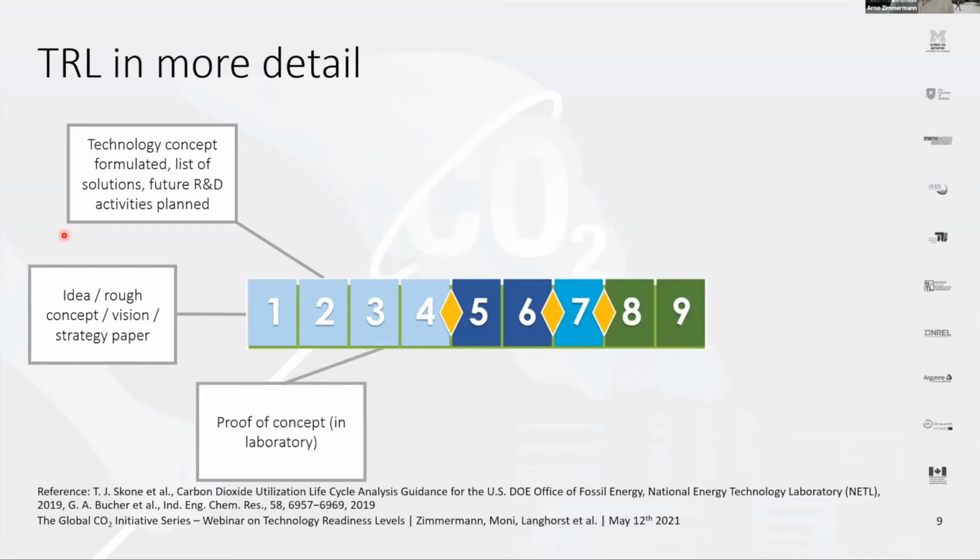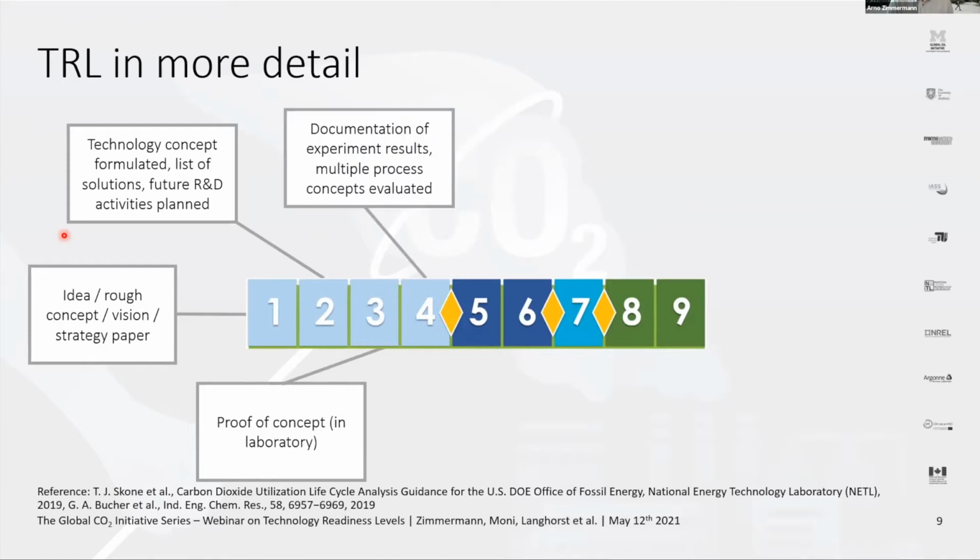Now, if you have completed TRL 3, you have checked these different pathways in the laboratory. You've really looked at the reactions, and you have a proof of concept. Then at TRL 4, you have all the experiments documented, and you have more details on the kinetics. In addition to that, you also have a rough process concept formulated, so you know what reaction steps should follow each other. And this is all in a laboratory environment.